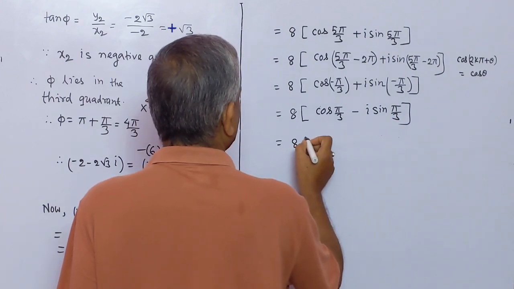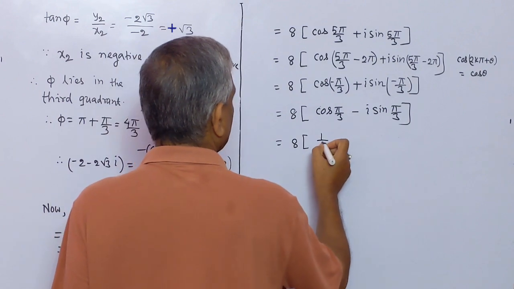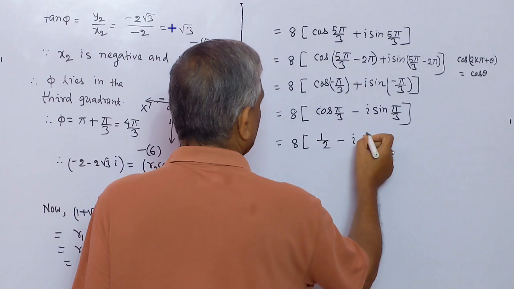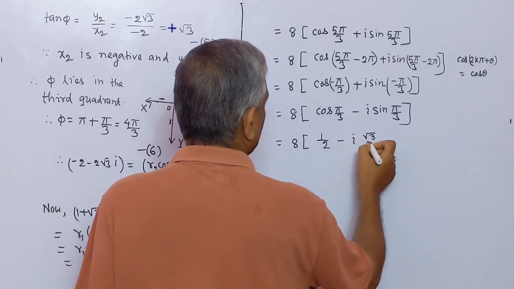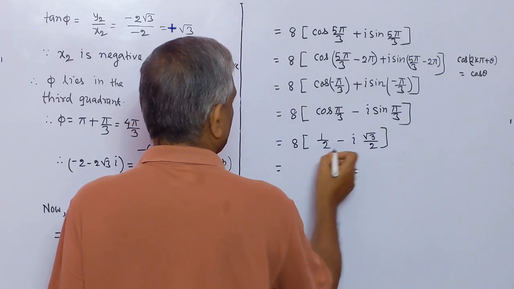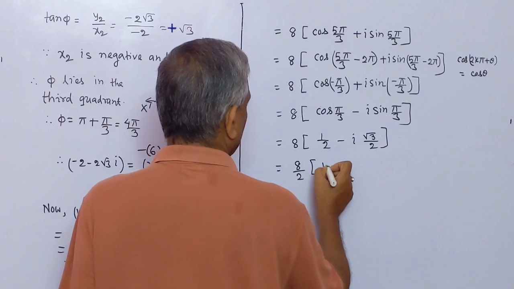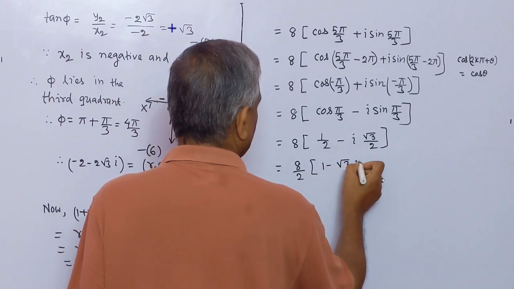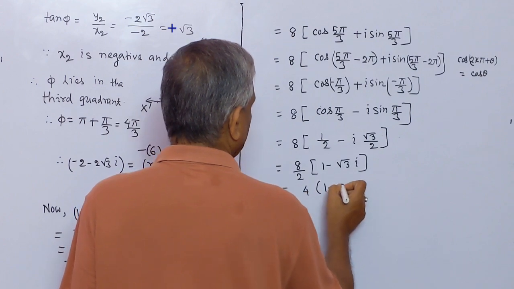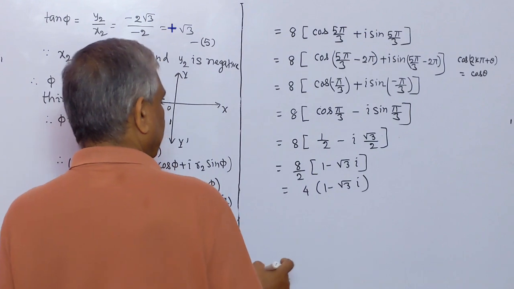This equals 8, cos pi by 3 is half, minus I sin pi by 3, which is root 3 by 2. This equals, taking half common, 8 by 2 times 1 minus root 3 I. This equals 4 times 1 minus square root 3 I, which is the required result.